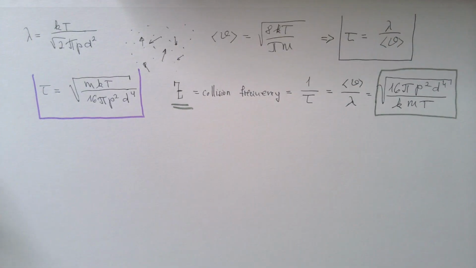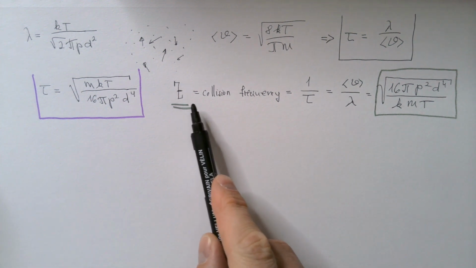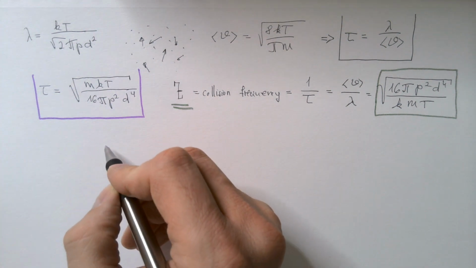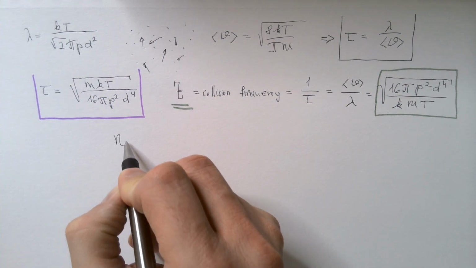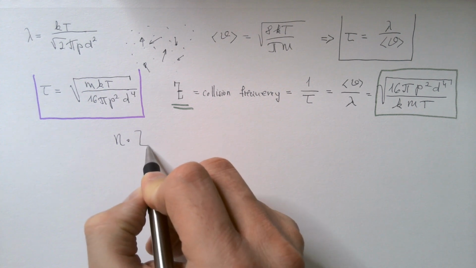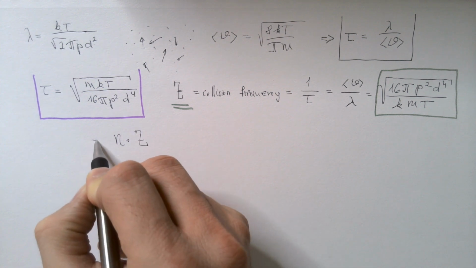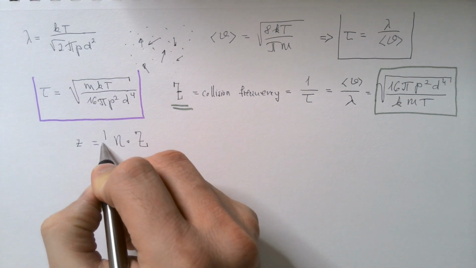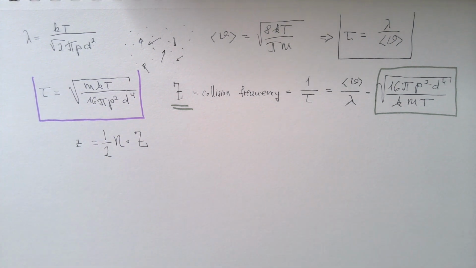Finally, we can also work out the total number of collisions per unit volume and unit time interval, because we already have the collision frequency between 2 atoms. Then collision frequency for n particles will simply be n times this capital Z, and this is usually called small z, but we also have to add 1 over 2. Why do we have to add 1 over 2? Well, let's think about it.